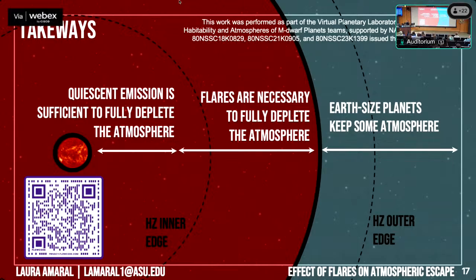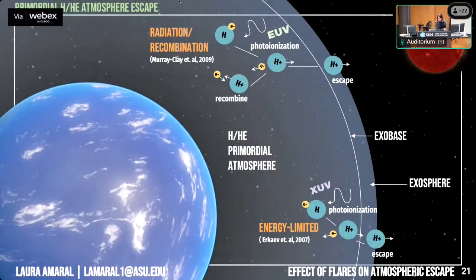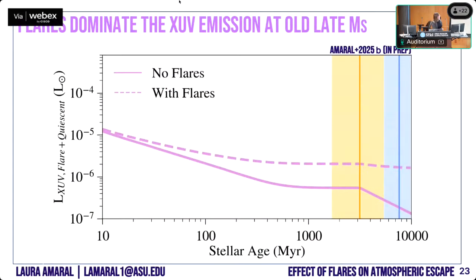Oh, okay. So what I do, sorry, I have a lot of extra slides. No. This one, yeah. So it depends on the flux. What the code does is jump from radiation recombination to energy limited, depending on the flux. If the flux is too high, it's going to be radiation recombination. If it's lower, it's going to be energy limited. They're two extremes of the hydrodynamic escape.